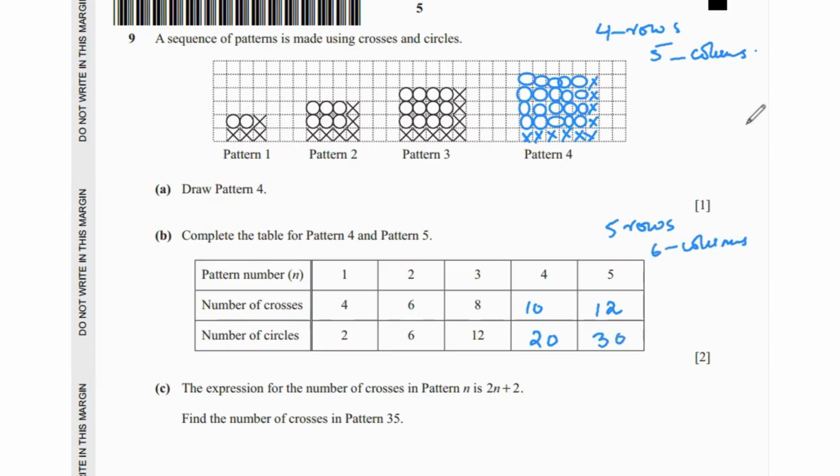So just based on your number of columns and rows for the circles, you find those and then you just multiply the 2 to get the number of circles instead of you making the pattern and then counting all of the circles.